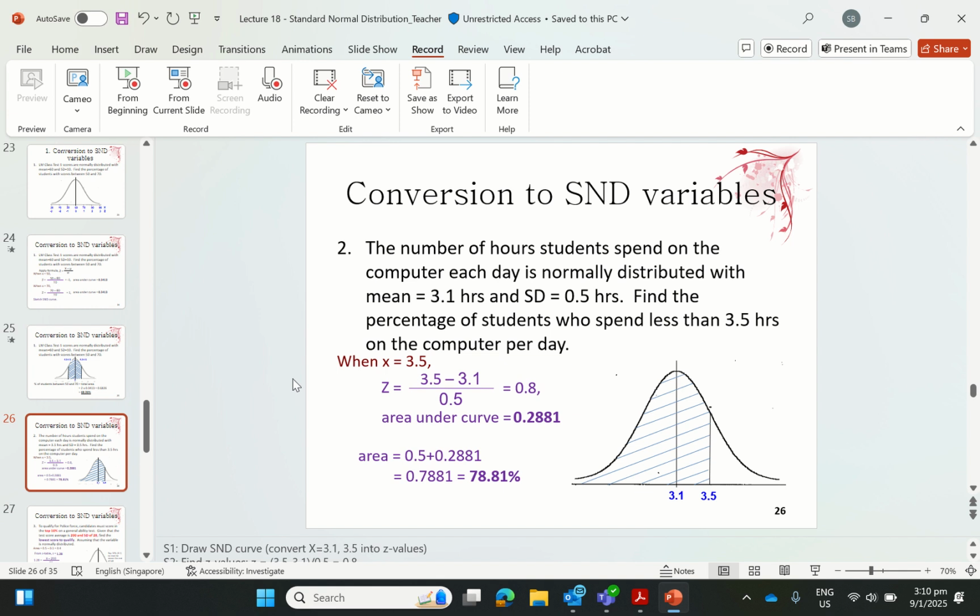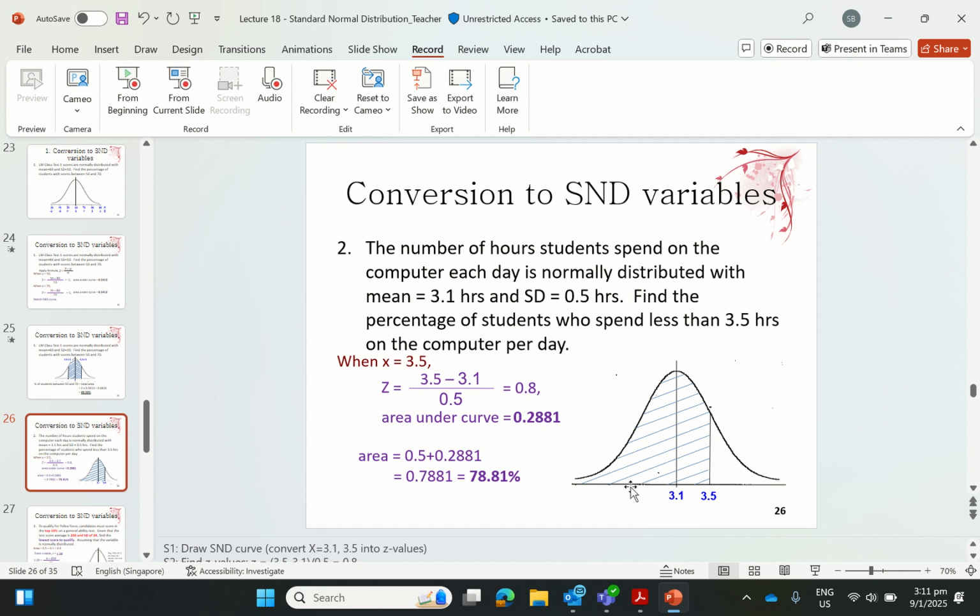Okay, same thing here. Time students spent on the computer: mean 3.1 hours, SD 0.5 hours. Find the percent of students with less than 3.5. So again, draw the curve. Put the mean in the center, 3.1, right? Mean 3.1. Then only you see the question: spend less than 3.5. So 3.5 is bigger than 3.1, so it will be on the right side of 3.1. So anything less than 3.5 is all shaded, and this shaded area is the percent that we want to find out.